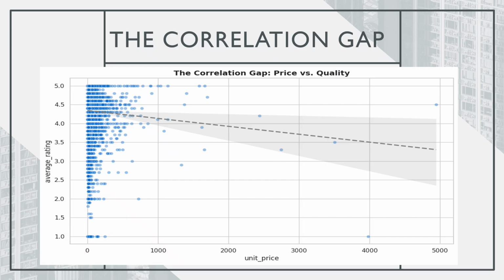Insight 2 is the core of our audit. When we map price against quality, we see a complete disconnect. The regression line is flat, proving that higher prices are decoupled from consumer satisfaction. You aren't paying for a better product, you're often paying for a more expensive journey through the logistics chain. By creating these variables, we've exposed that the premium price is often just logistics noise.